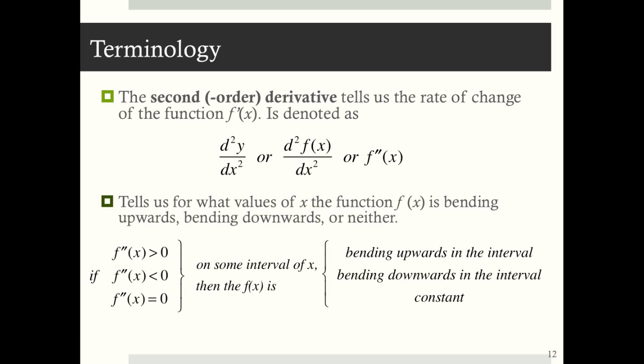It's like a smiley face. If f double prime x is less than 0 on some interval of x, then the function f of x is bending downwards in the interval, like a frown. And if f double prime x is equal to 0 on some interval of x, then f of x is a constant.